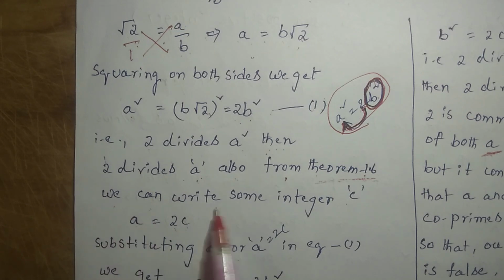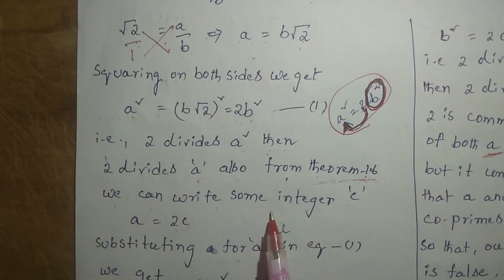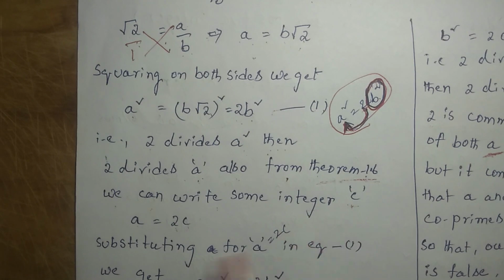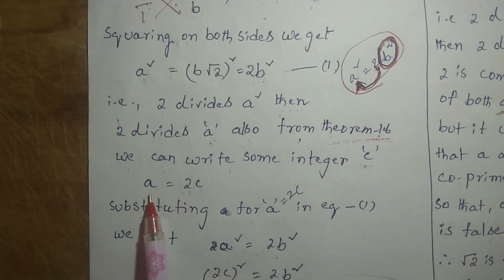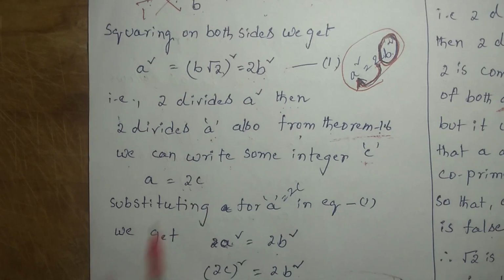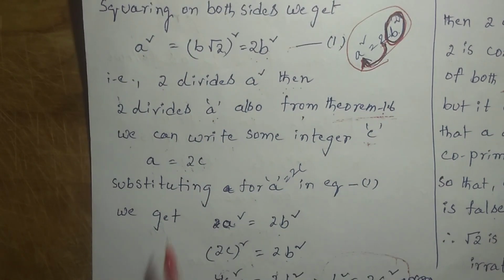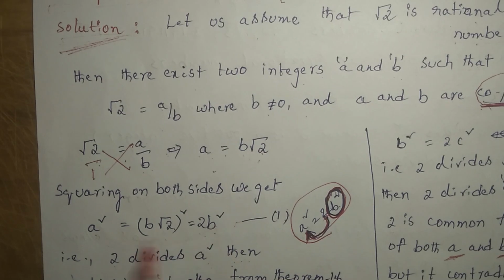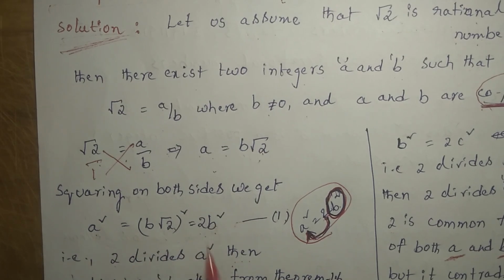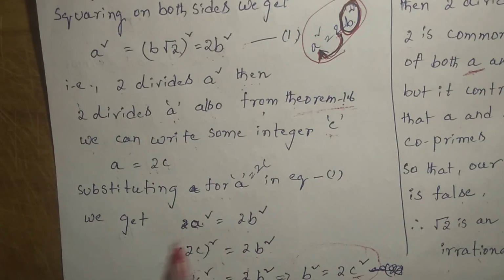Next, we can write some integer. You take any integer, suppose you take c. We can assume a equals 2c. A equals 2c means 2 divides a, c times with no remainder. Substituting a equals 2c in equation 1. What is equation 1? A square equals 2b square.